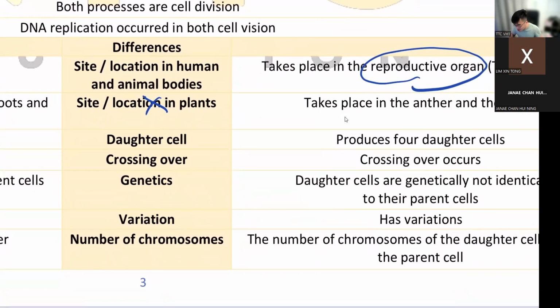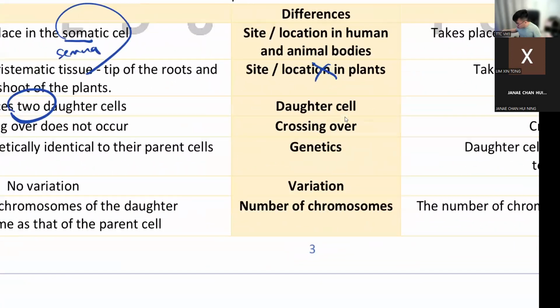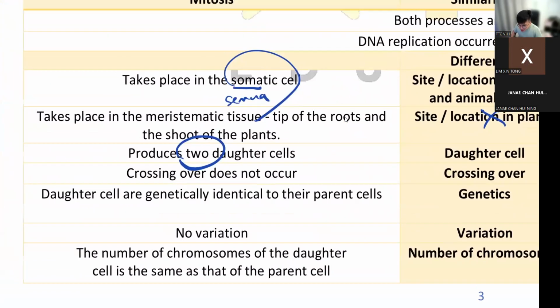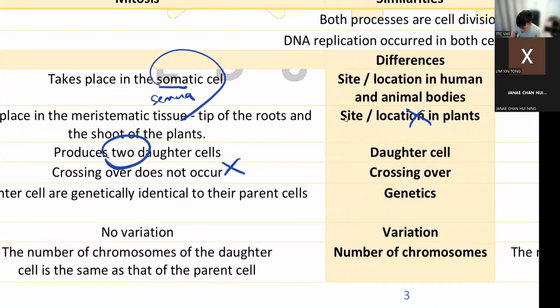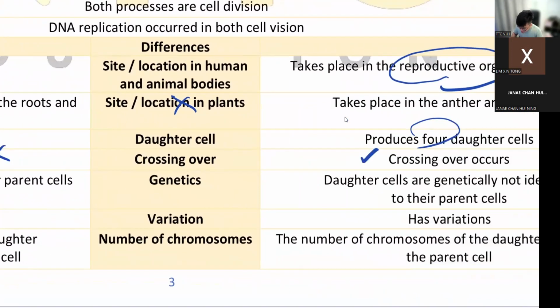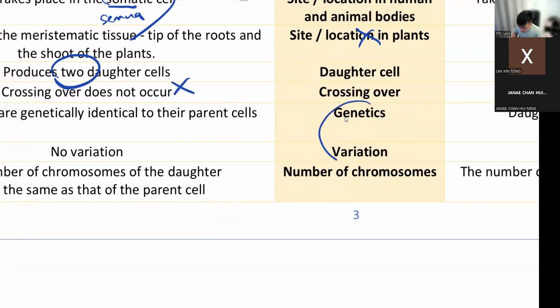So like I said just now, you will have four daughter cells. Okay, four daughter cells. And then crossing over, this one you know, the shuffling. Any shuffling for mitosis? No shuffling. No crossing over. This one has shuffling, has crossing over.